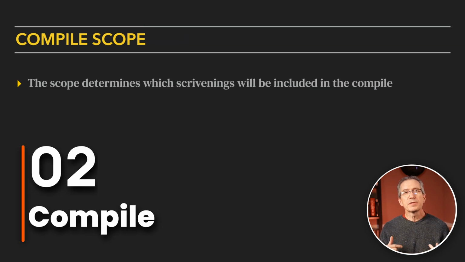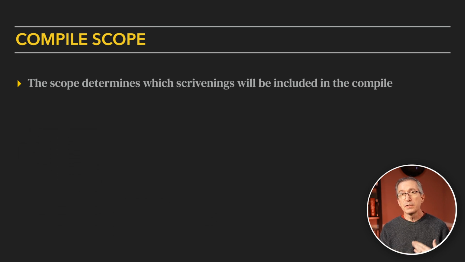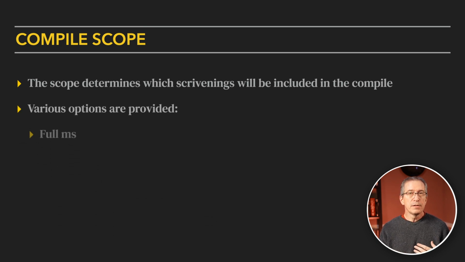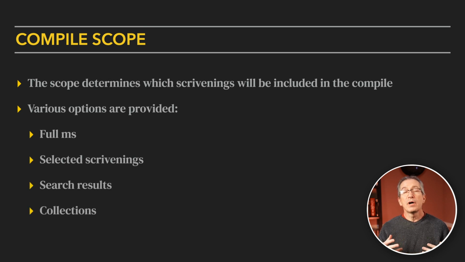So let's start with the scope. The scope determines, as I mentioned, which scrivenings are going to be included in the compile. And there are various options provided. You can do the full manuscript. I'll show you how we can select just certain scrivenings, maybe the opening or the ending of your novel, for example. You can also specify search results, and finally, collections.